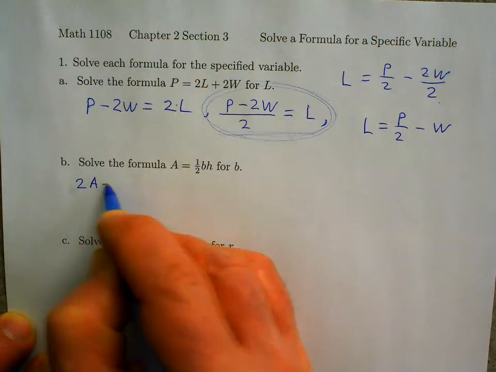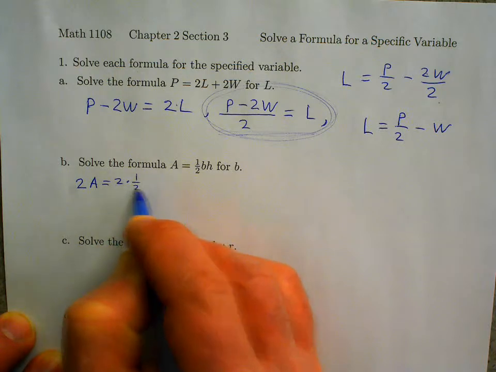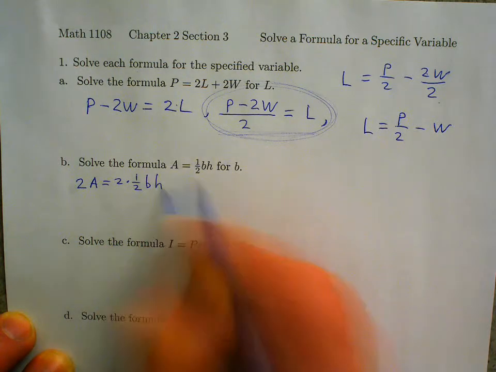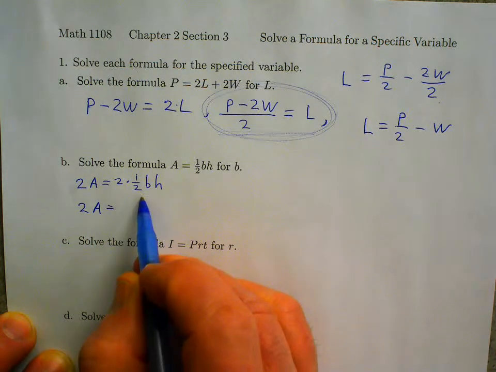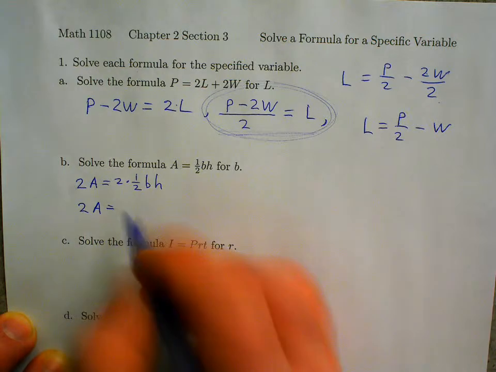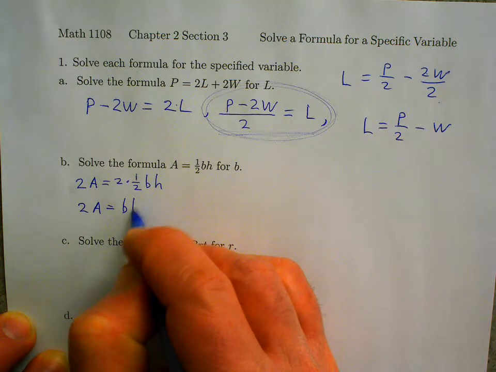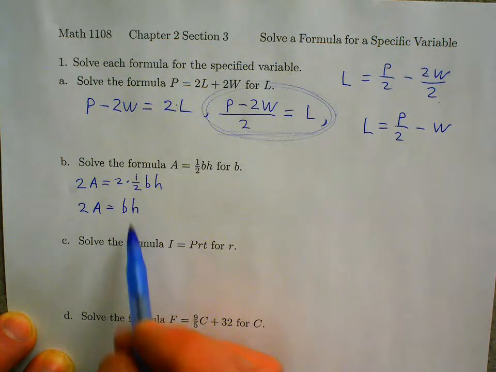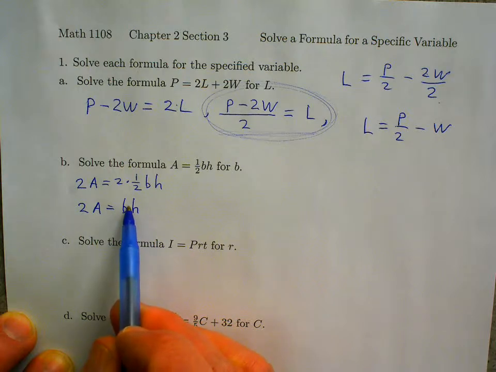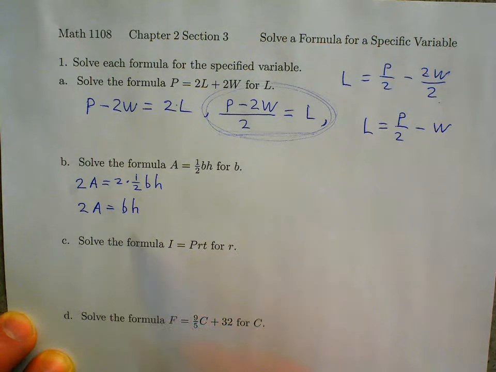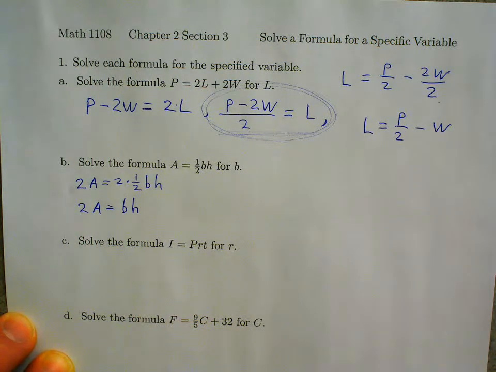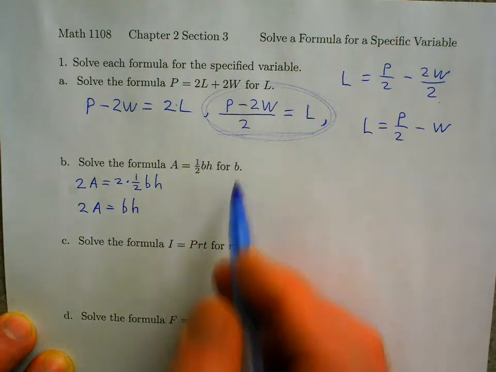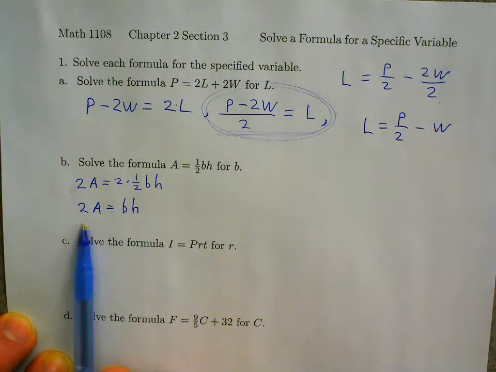2A equals 2 times 1/2 times B times H. But since 2 times 1/2 is 1, we can write 2A equals B times H. So if I don't write a dot there, it still means that we're multiplying B times H. Okay, then we can solve for H if we just divide both. Sorry, we're solving for B. We can solve for B if we divide both sides by H.